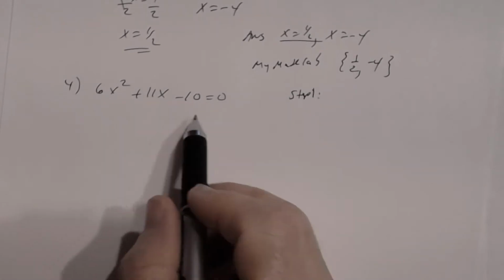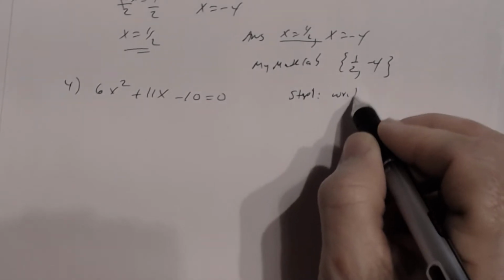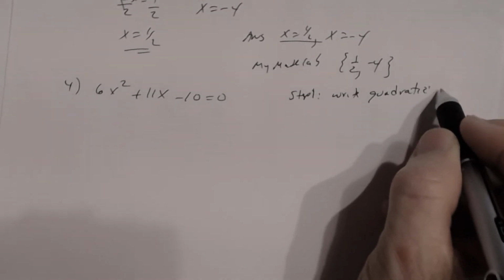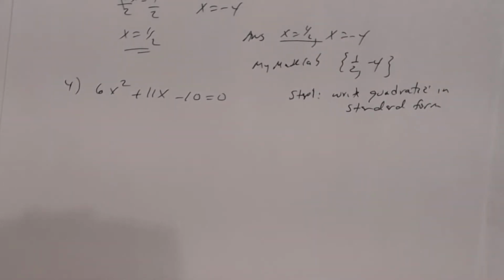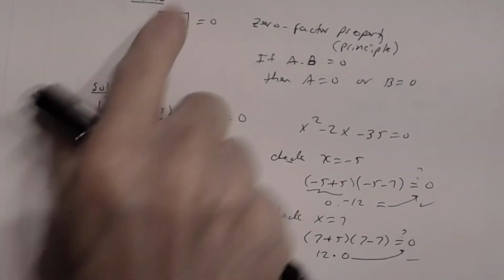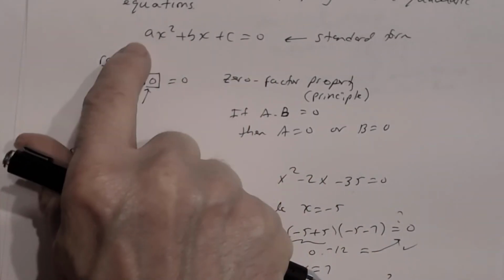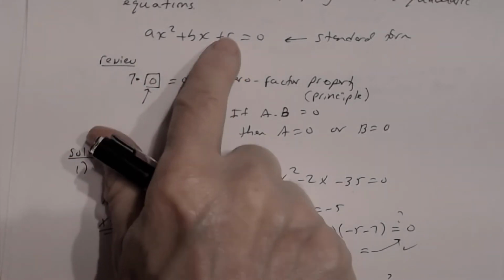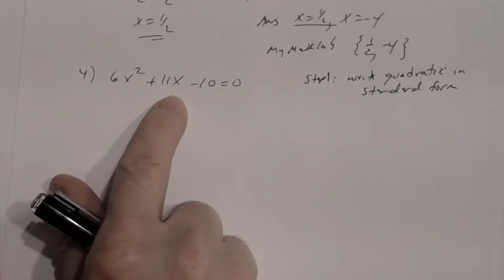All right, so basically, if you want to think about these as steps, step 1 would be to make sure that the quadratic equation is in standard form. So step 1, write the quadratic equation in standard form. Remember, in standard form, you have all the terms on one side, 0 on the other, and it's in descending order. So your x squared is listed first, your x is listed second, and your constant is listed third. So this is in standard form, and so now we're going to factor it.